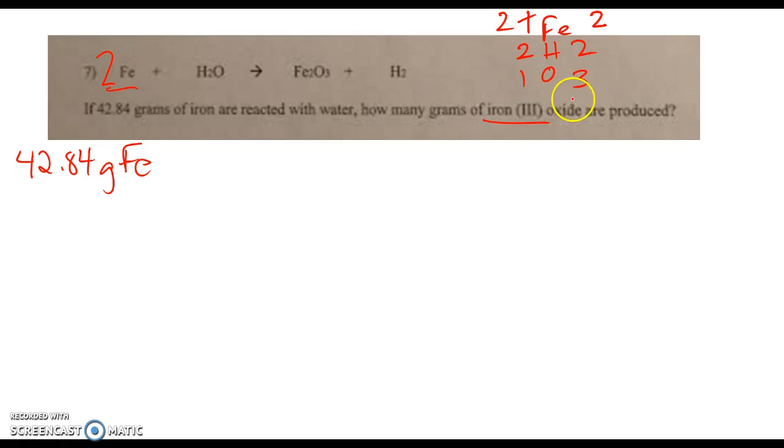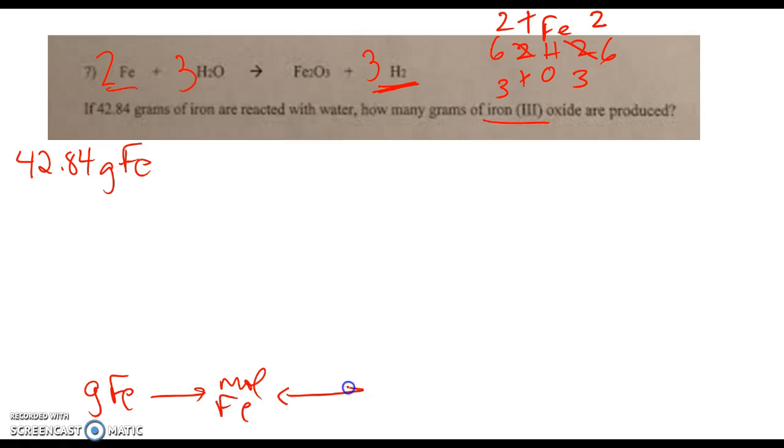Now I need to get, see, when I have an odd number, that might work. I'm going to make this 3, because that'll give me 3 oxygens, but it'll give me 6 hydrogens. Well, that's an easy fix, because I have H2 over here, so I'll make that 3, and that'll give me 6. So let's double check. 2 irons, 6 hydrogen, 3 oxygen. Alright, so let's go back. Grams of iron, we have to get to moles of iron, right? Then we have to get to moles. From moles of iron, we have to get to moles of iron oxide, Fe2O3.